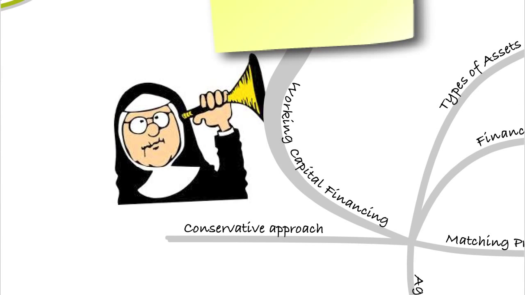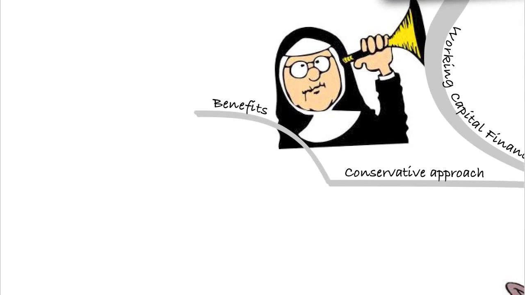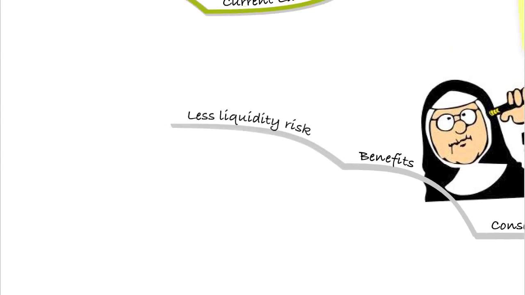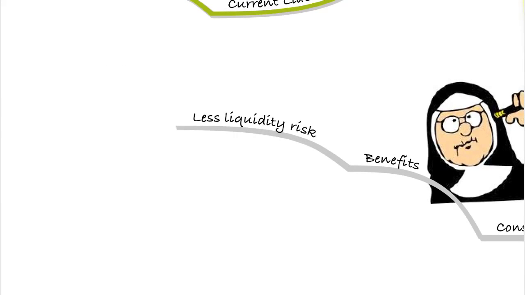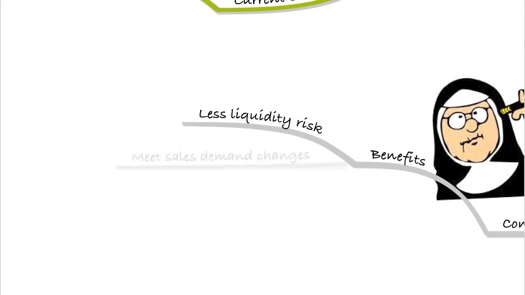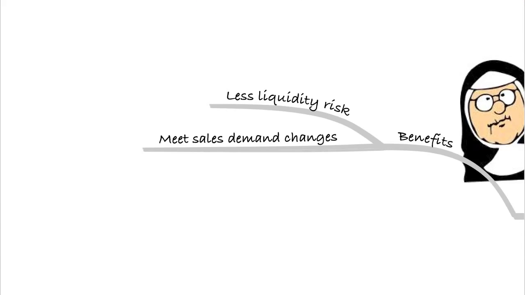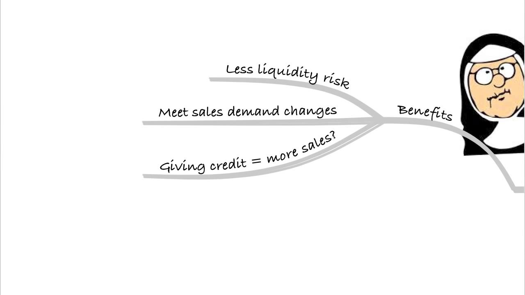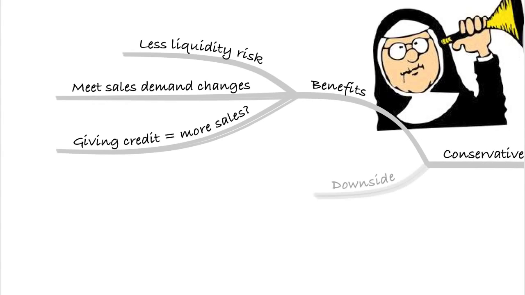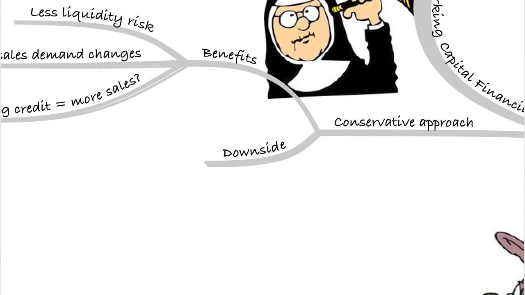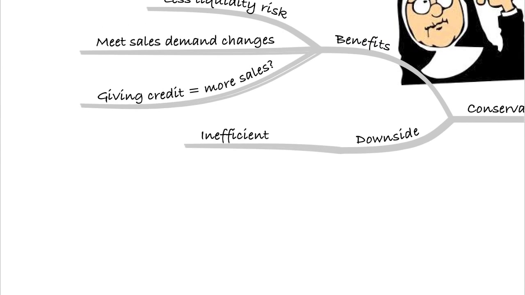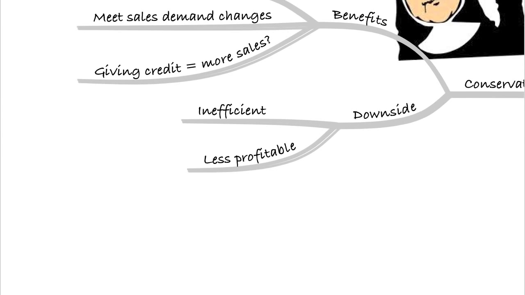The conservative policy, well, remember the benefits of this are that there are less liquidity risks. So it's less chance that you'll go out of business through a lack of cash. You can also meet sales demand changes because you've got some capital available, because you've got some of your short-term finance available. And also giving credit can give you more sales. So you're giving more credit, that may lead to more sales. The downside of a conservative approach is that it's inefficient and it's less profitable.